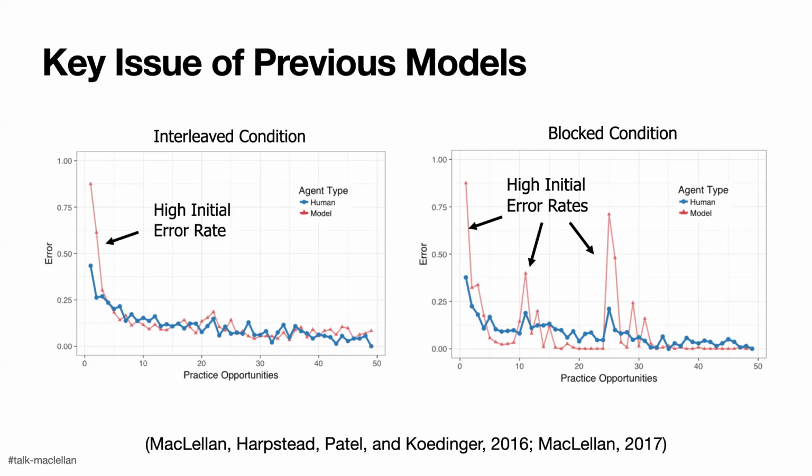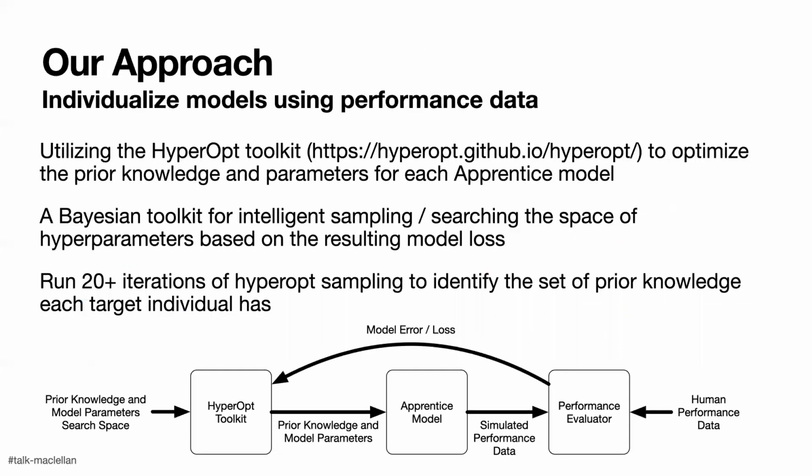So part of the motivation for this work is to try and come up with a way to account for these differences in the prior knowledge between our agents and the humans. Our approach looks at individualizing the models to each of the specific people using their available performance data. To do this, we framed this idea of figuring out what's the prior knowledge that each person has as a hyperparameter optimization problem.